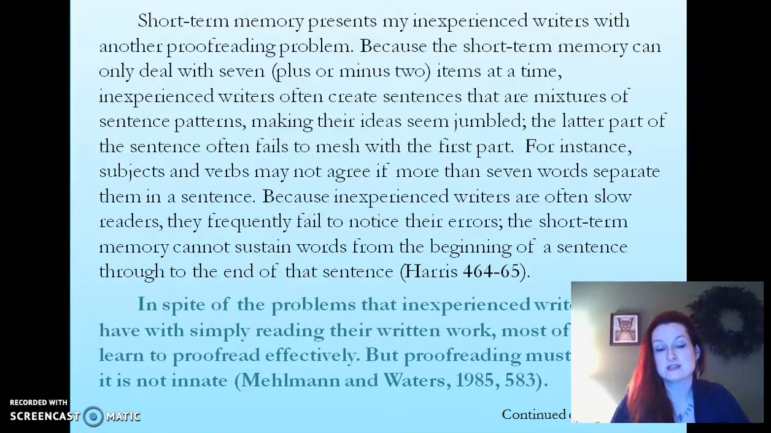Now, I want you to notice something with this. This is a pair of transition sentences here that's going to lead us from this previous paragraph about short-term memory and the problems it presents for proofreading, and then the next paragraph, which we'll look at in a moment. So notice that the first transition sentence here in the blue refers back to that previous paragraph, because the previous paragraph is all about the problems that inexperienced writers may face with reading their written work. So they say, in spite of those problems, most people can learn to proofread effectively. And now we move on into what will be the purpose of the next paragraph, which is that proofreading has to be taught. It's not an innate thing. It has to be taught.